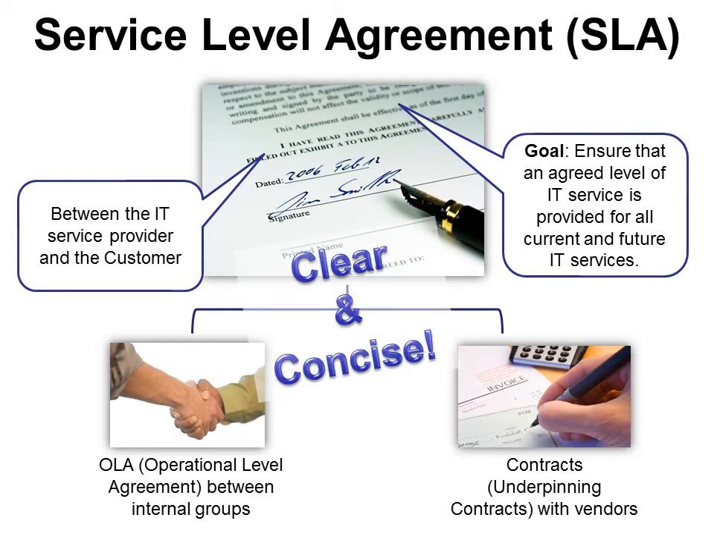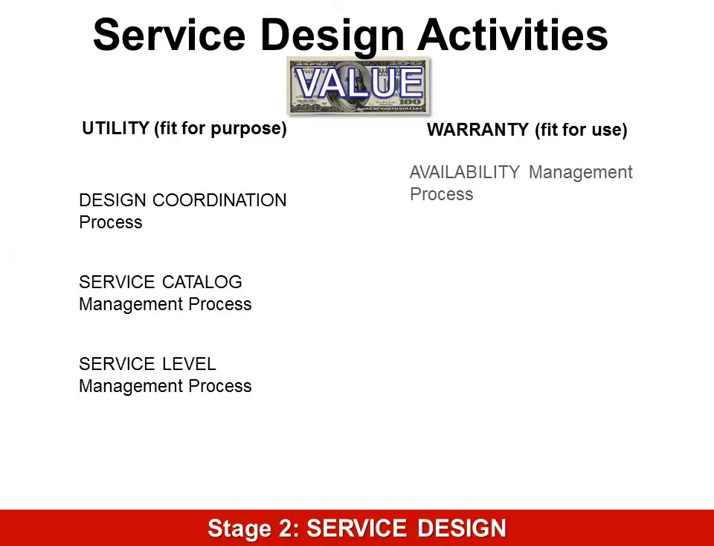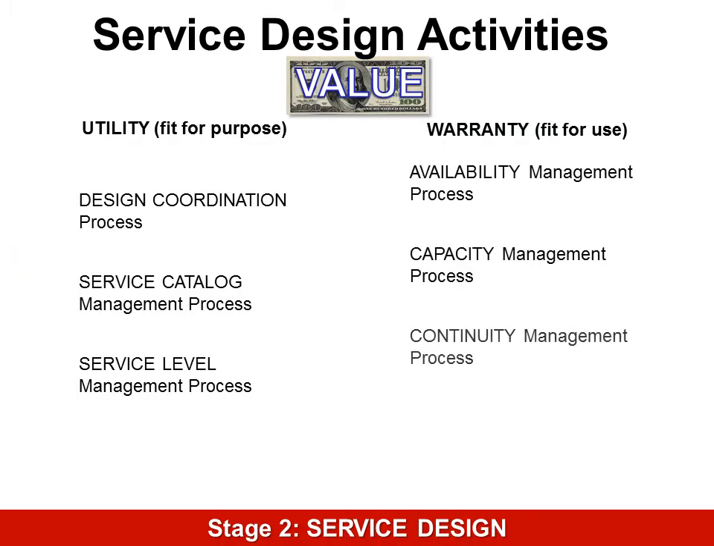And so an SLA is strictly between the customer and the service provider, whereas OLAs are between the teams, the different processes working to make the product happen. And then there are also contracts, or underpinning contracts, and those are with vendors. So we want to make sure that the pieces that we need to be able to provide to our customers are available to us.